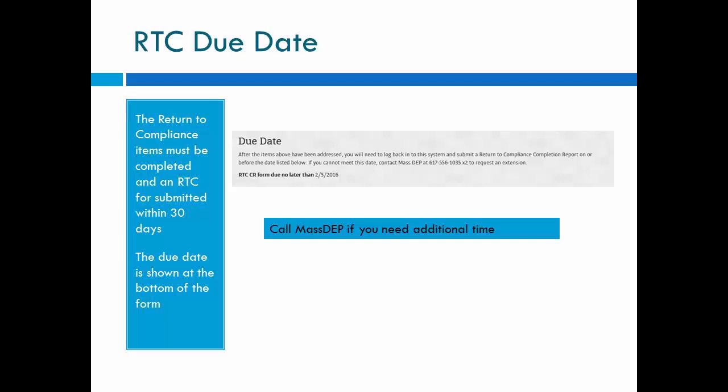If you identified Return to Compliance issues on your compliance certification, there is one more step that needs to be taken. After you have submitted the compliance certification, you must address the Return to Compliance actions. The Return to Compliance actions must be completed and a compliance certification Return to Compliance form submitted within 30 days. The due date is shown at the bottom of the form. It will also appear in the due dates table on the facility details screen. Call MassDEP if you need additional time to complete the compliance activities.